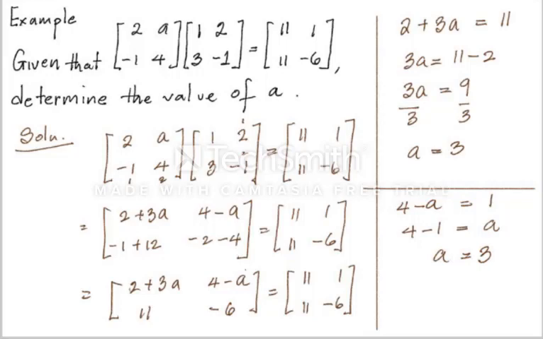So in this example, we're told that the product of two matrices is equal to another matrix, and in one of the two matrices there was an unknown letter, A, and by going through this process, we found that A is equal to 3. What must we remember? That if two matrices are equal, the two matrices must be of the same order and corresponding elements must be equal.